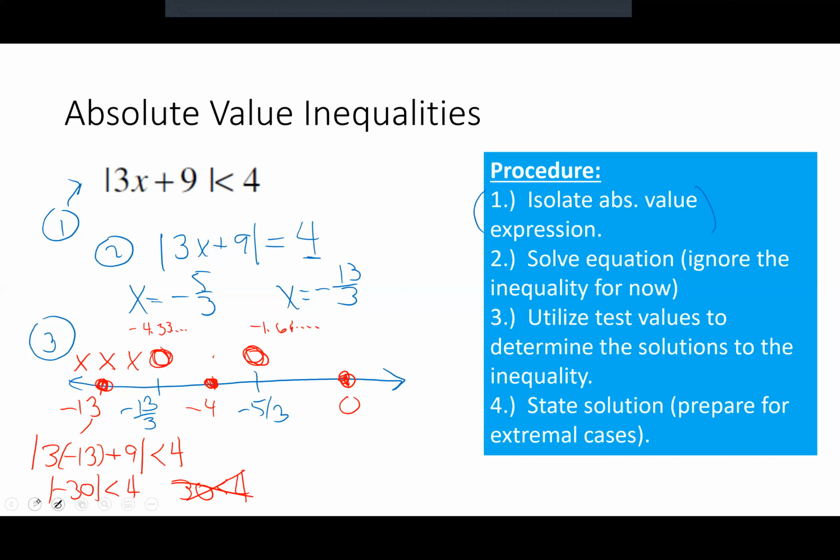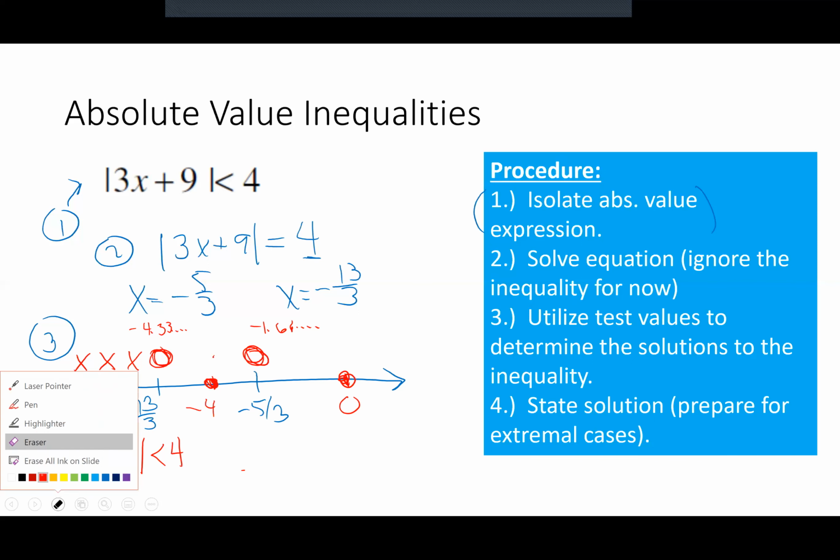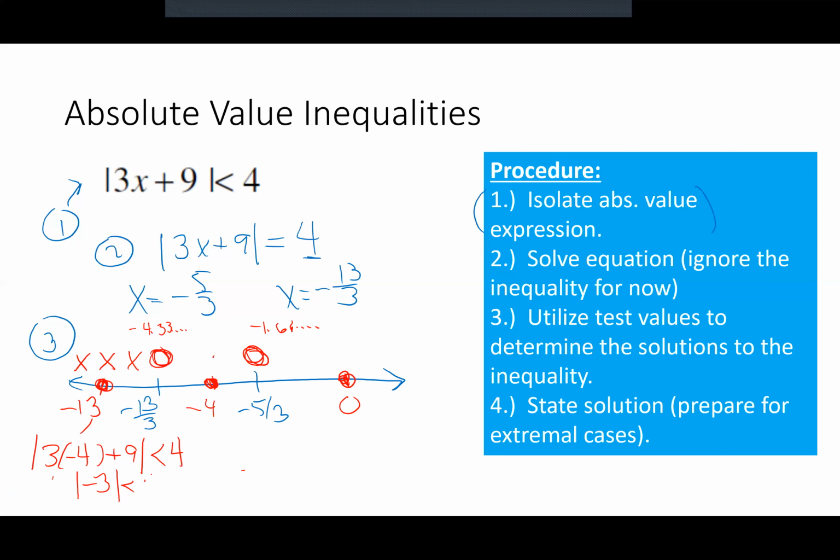All right, now we're going to go ahead and check negative 4, I'm sorry. Let's check negative 4. You may have to do some of this number crunching on your own. That's okay. So I've got 3 times negative 4, that's negative 12, plus 9 is negative 3. The absolute value of negative 3 is 3. Is 3 less than 4? Yes. Great, so that's going to be a winning space.